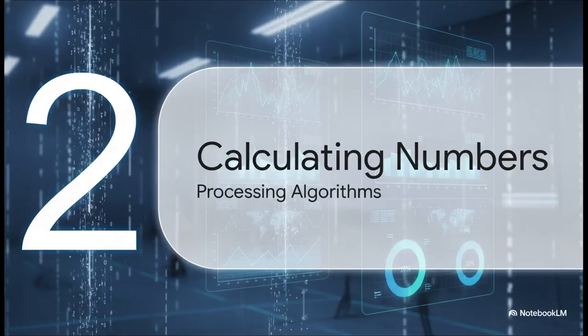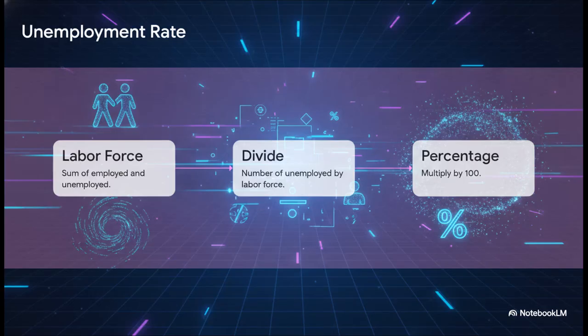Section 2. Calculating the real numbers, the math behind the headlines. All right, so to find that famous headline unemployment rate, we first combine the employed and the unemployed into a single metric, the labor force. Then we simply divide the number of unemployed individuals by that total labor force and multiply by 100 to get our percentage. Applying this to our January 2016 data, so that's 7.8 million unemployed divided by a labor force of 158.3 million, gives us an unemployment rate of 4.9%.